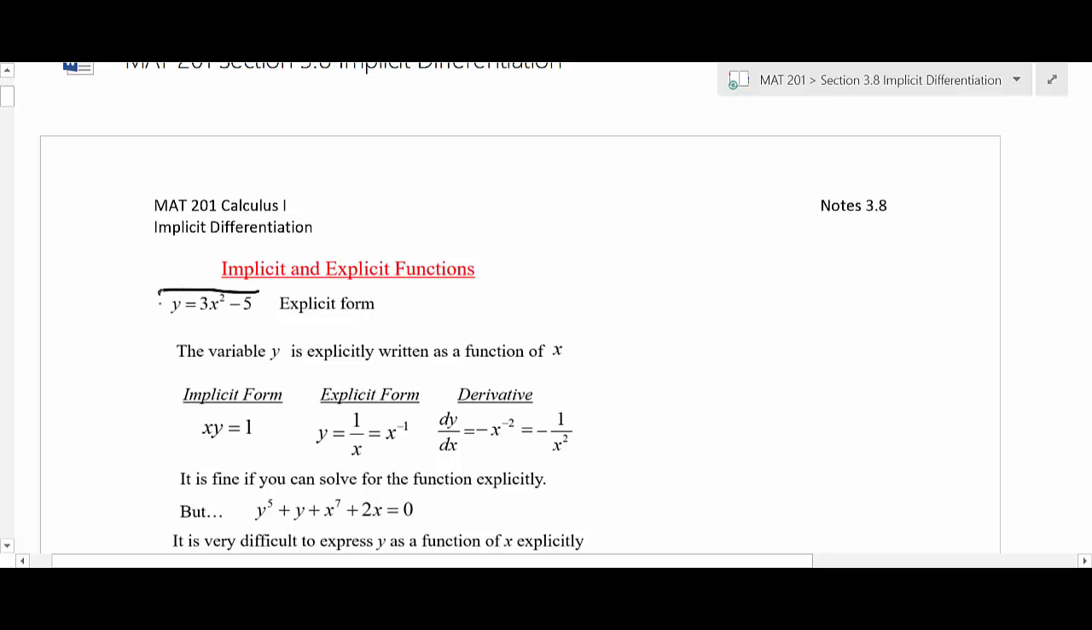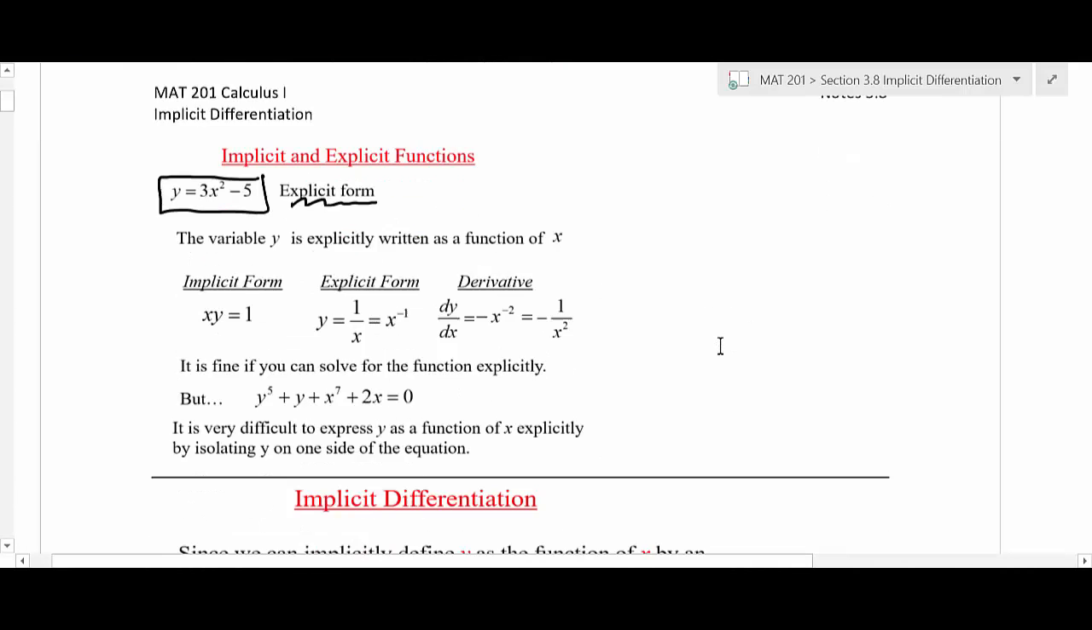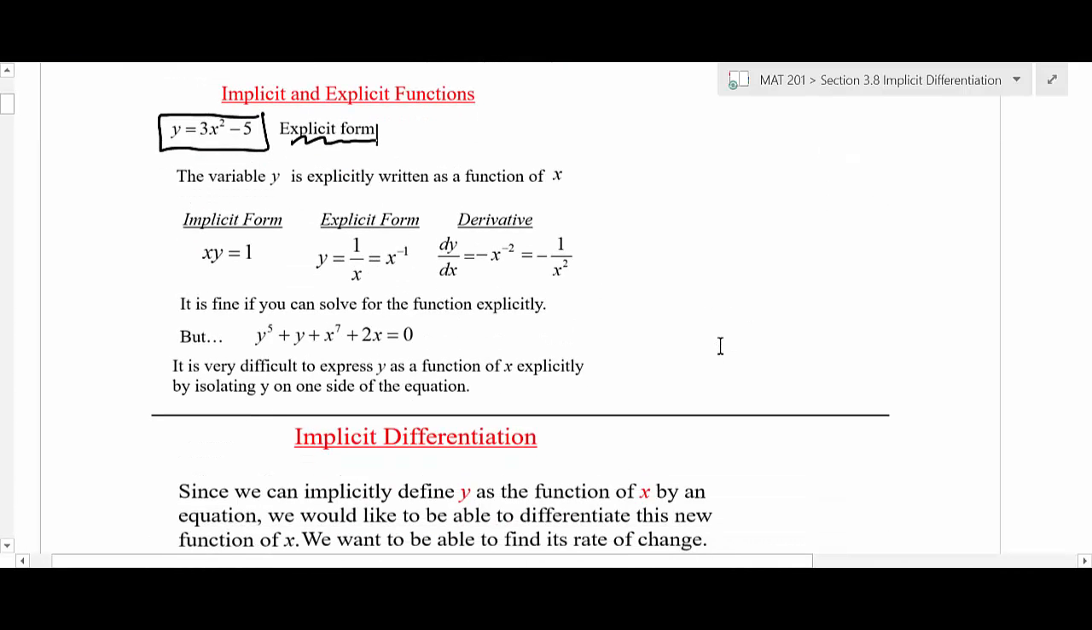If something's solved for y, we call that the explicit form. That's what you've been seeing so far. You have usually y equals something, then you do the derivative, okay? But there's going to be times when it's very difficult to solve for y. So another example like this right here is the implicit form. That is not solved for y. That one's actually a very easy one to solve for y, but that's the implicit form.